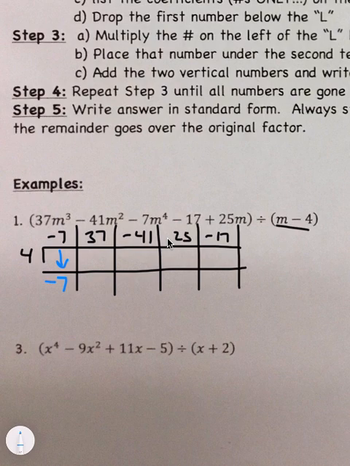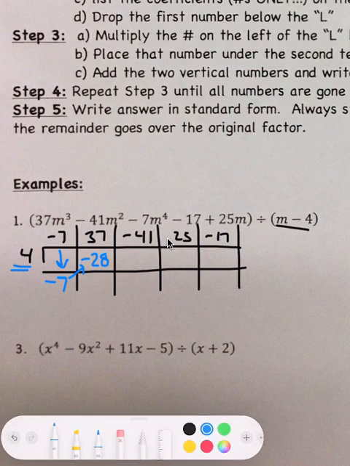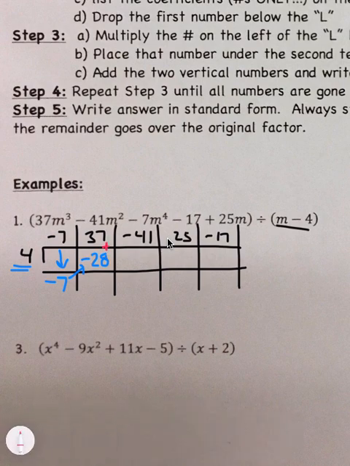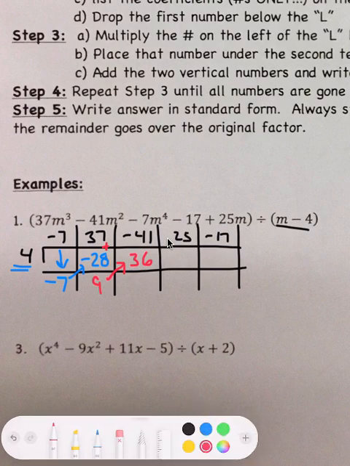And so, if you watch, we bring down negative 7. Now, we multiply. So going diagonally, we multiply by this 4. So that's negative 28. Then we add going up and down. Up and down is add. So 37 plus negative 28 is 9. We need to multiply diagonally again. 9 times 4. That gives me 36.